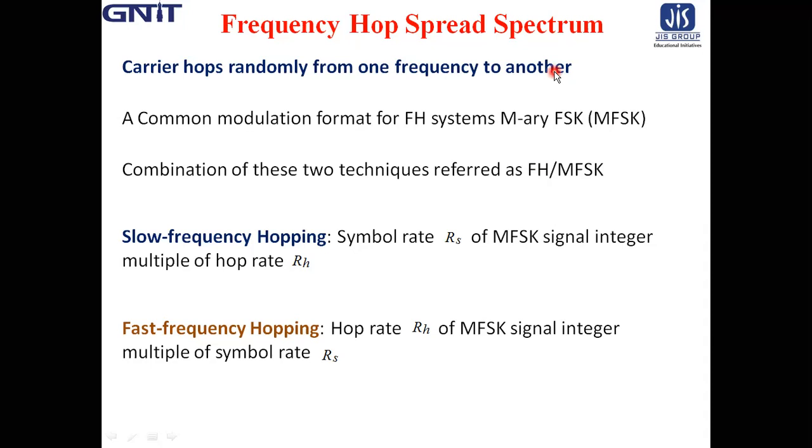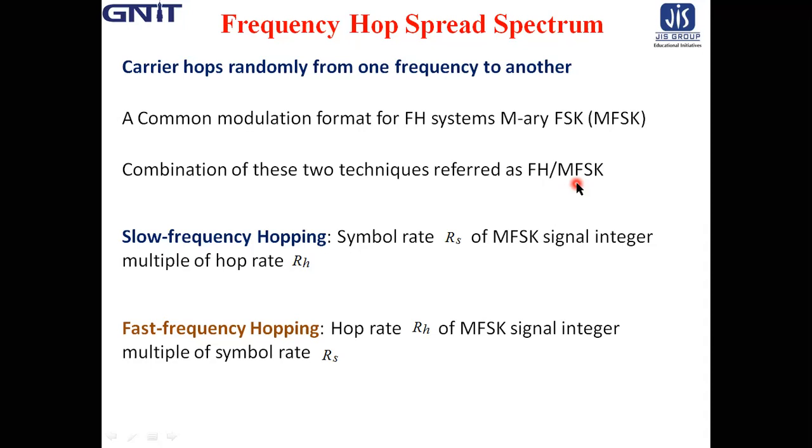A common modulation format for FH systems is M-ary FSK, or M-ary frequency shift keying. The combination of these two techniques is referred to simply as FH/MFSK. Since frequency hopping does not cover the entire spread spectrum instantaneously, we are led to consider the rate at which the hops occur.